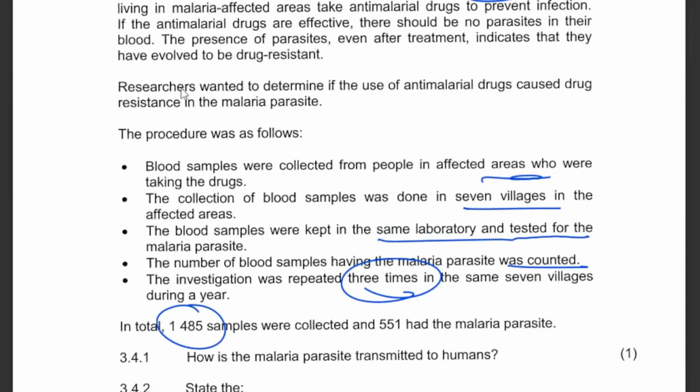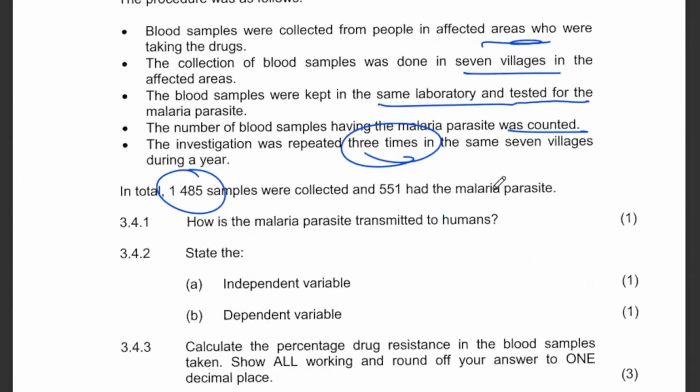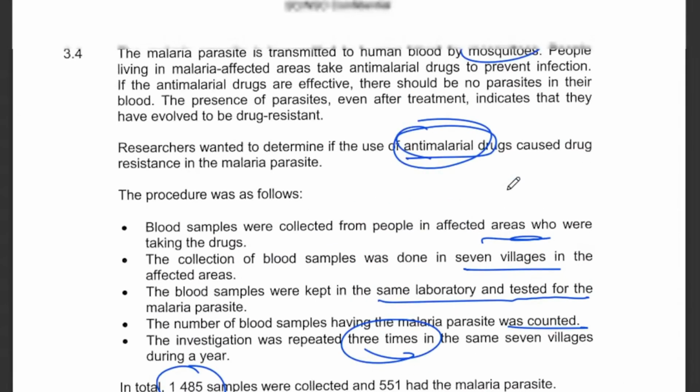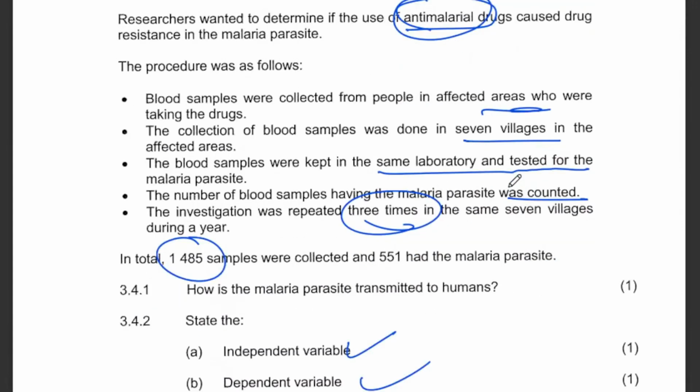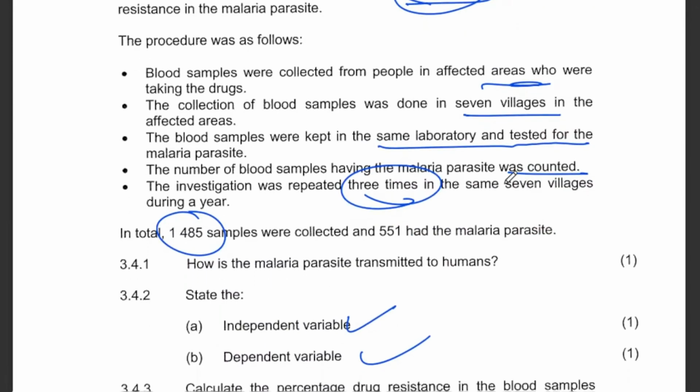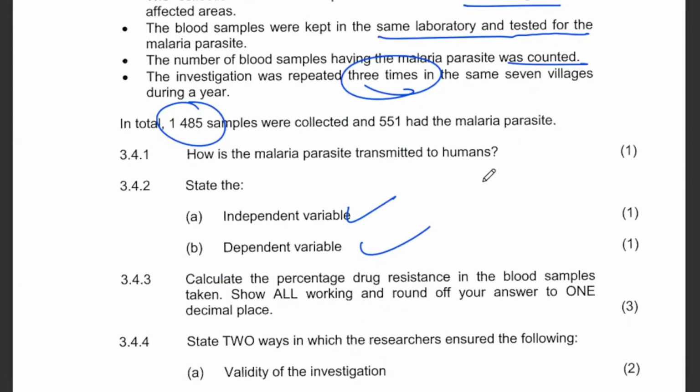They say that the researcher wanted to determine whether the use of anti-malarial drug caused resistance, meaning that the independent variable is the anti-malarial drug. So that is the answer there. And then what depends is the drug resistance. Drug resistance will depend on which type of anti-malarial drug they are using, or you can also say presence or absence of malaria.